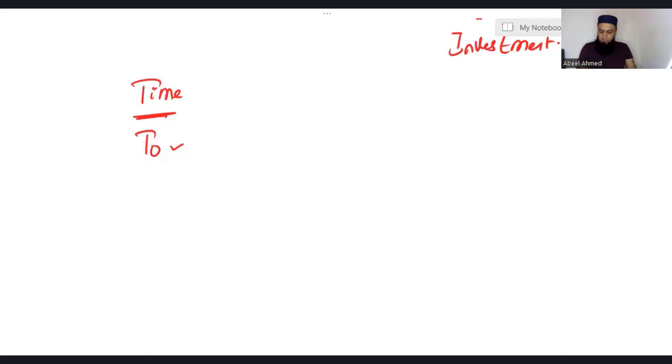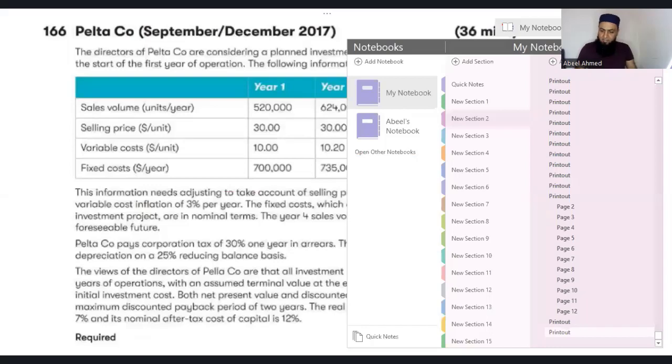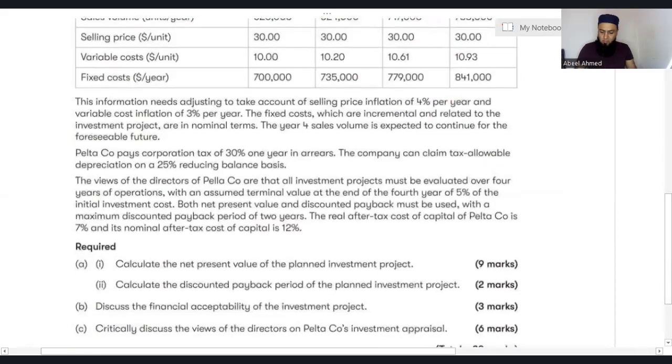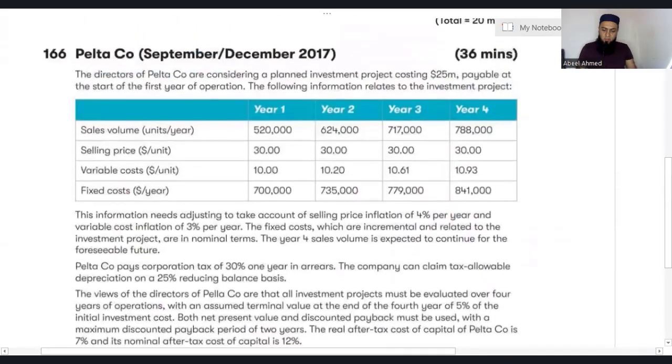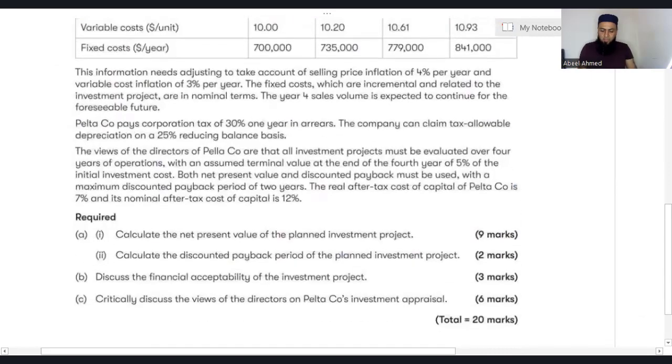Okay. Now let's go back to here. Here comes the question also. Number one, you can see that we are discussing a past paper question from the latest kit. This kit is valid till June 2024, which we have seen. Pelta company, it came in September, December 2017. Requirement A1, calculate NPV of the plant investment, 9 marks.